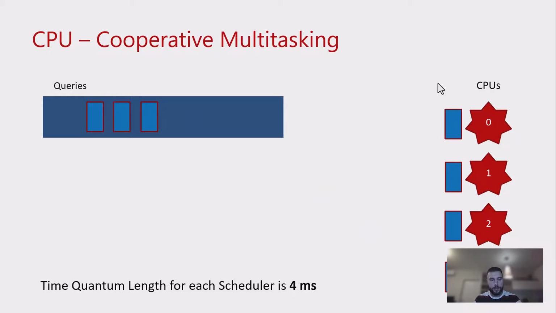When the query is finished, this CPU can take another query from the queue. But if the query is not finished in 4 milliseconds, the query itself yields and goes to the end of the runnable queue and waits for the next cycle to continue its execution. This is called cooperative multitasking. So the process itself, the query itself, is responsible for yielding and giving resources to other queries to execute. And SQL OS is handling this.